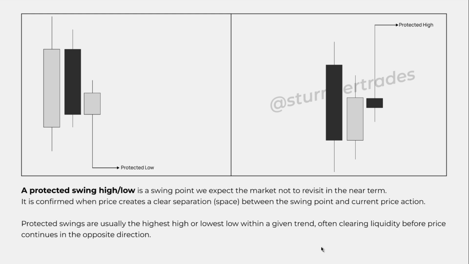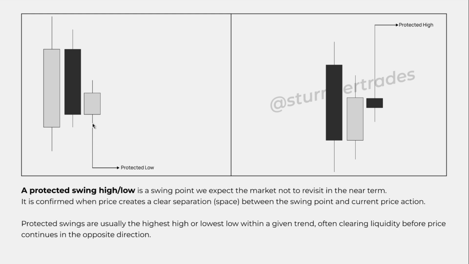So why does this matter? Well, because once a swing is protected, it becomes a level we expect the market to respect until the next liquidity target is reached. In short, in a bullish environment, a protected low should not be revisited, and in a bearish environment, a protected swing high should not be traded back into. Now, check out this example from this PDF.